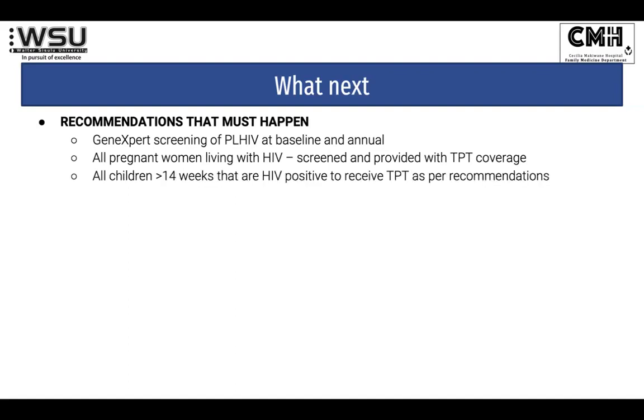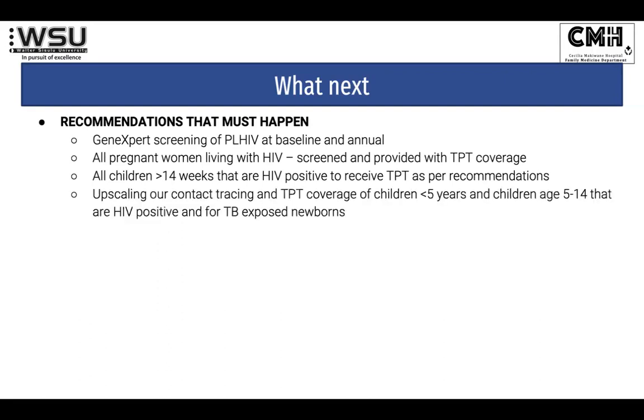In the new ARV guidelines, we are now doing TPT for all our HIV positive children over the age of 14 weeks. So for me, that guideline stands, and we certainly need to introduce. We must upscale our contact tracing and TPT coverage of our children under 5 years and our children aged 5 to 14 that are HIV positive, and also for those TB exposed newborns. So let's at least do what we're supposed to be doing properly.